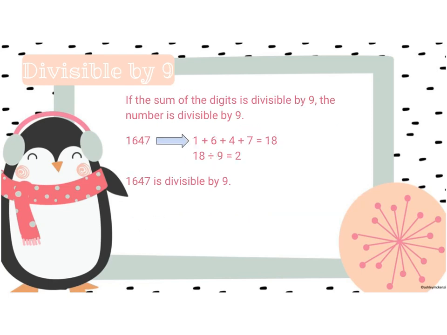Okay, and here's another one. 1,647. You break up all 4 of those digits. You add them up and you get 18. Can 18 be divided by 9? Yes, which means that it is divisible by 9. If I wanted to ask another question, is this number divisible by 3 also? How would you figure that out? What has to happen to this total when you add up each one of these digits? That number has to be divisible by 3, and is it? Yes, so that means this number is also divisible by 3.